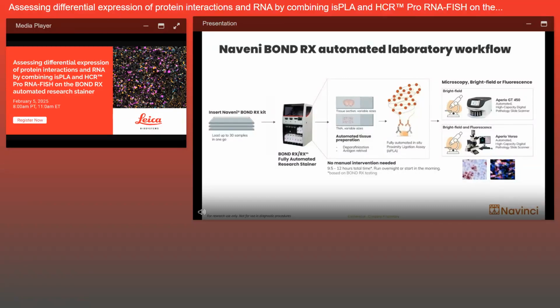The only manual step really in this whole workflow is inserting the slides, preparing the Navinci PLA reagents, and also taking the slides out at the end. So a run is about 9.5 to 12 hours in total. So you can run it according to a way that works best for you, whether that be starting overnight or starting in the morning and taking the slides out at the end of the day. Again, the readout is bright field or fluorescence, depending on the kit that you use. So this is completely up to you.